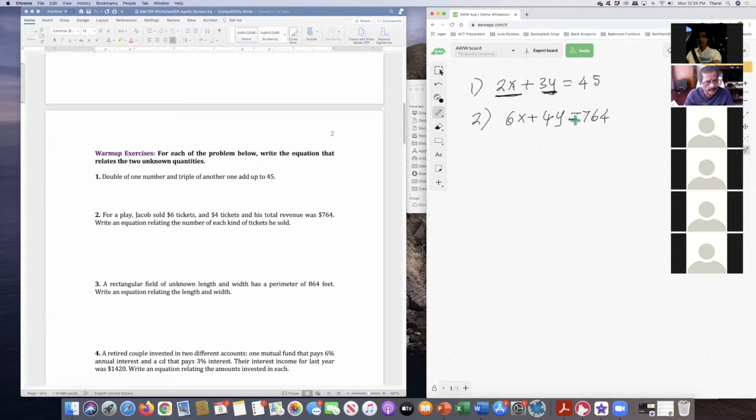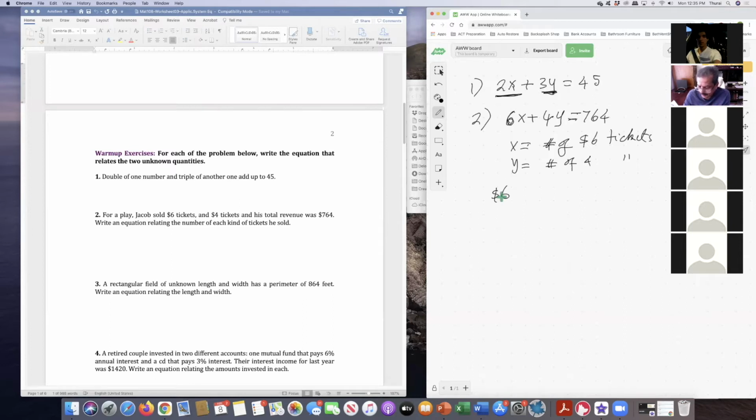So basically, the number of each kind. X represents number of $6 tickets sold, and Y represents number of $4 tickets. Then X is the number of $6 tickets, and each $6 ticket brings in $6. So you have to calculate the total money that all the $6 tickets bring in. So each ticket is $6. I'm selling X number of them.